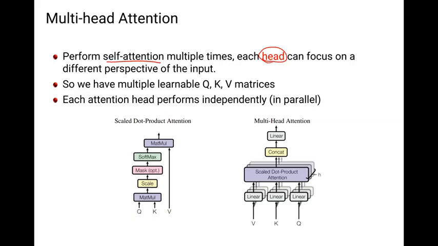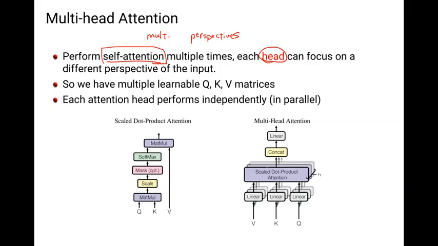Okay. So one perspective is not enough. So we need multiple of them. We need multiple perspectives when we solve a problem, when we try to understand the problem. In other words, we need multiple self-attention computations, each with a different set of those learnable matrices, WQ, WK, and WV.